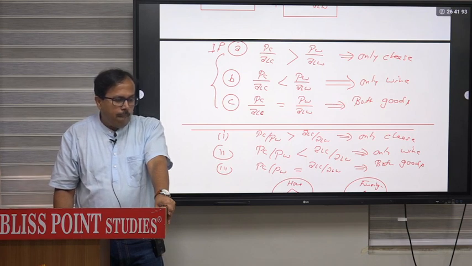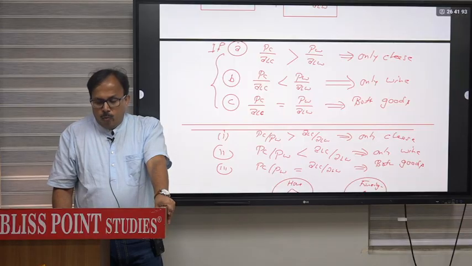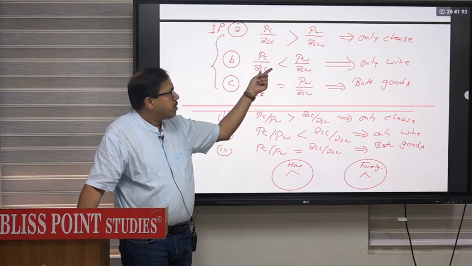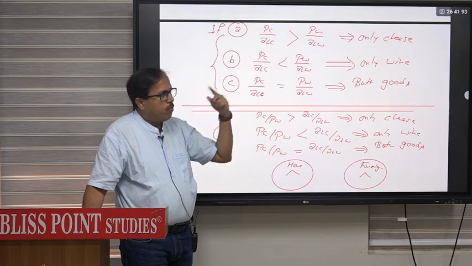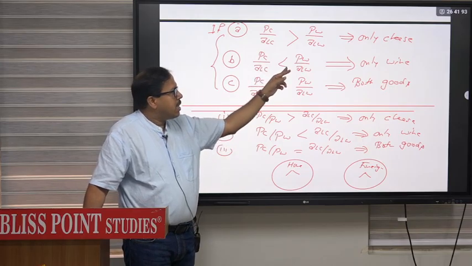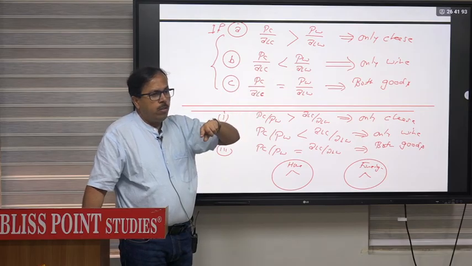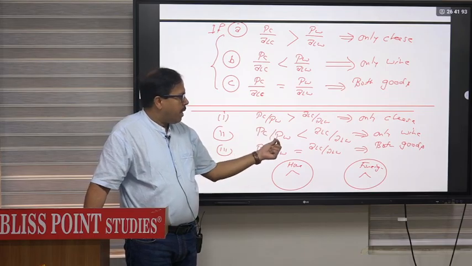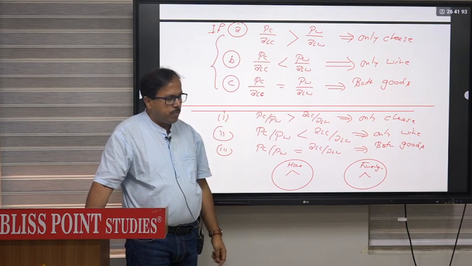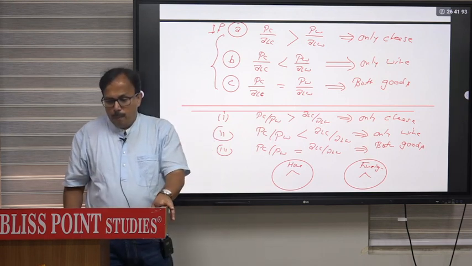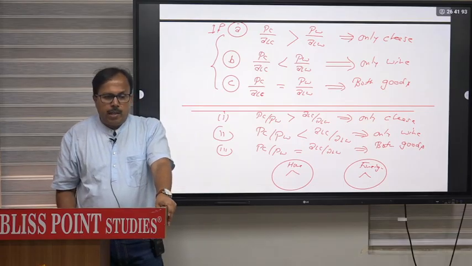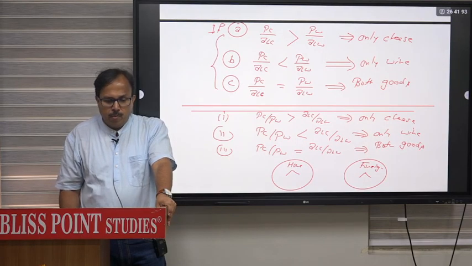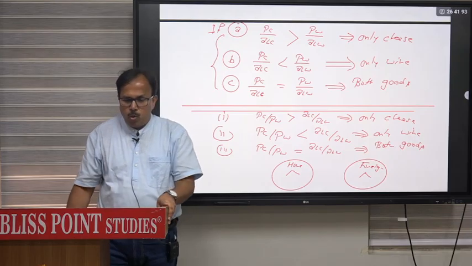However, now write in the second page, when PC by ALC is less than PW by ALW, or, second case here, PC by PW is less than ALC by ALW, then economy will produce only wine.